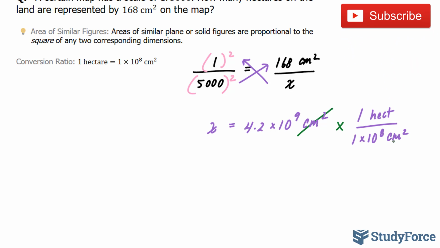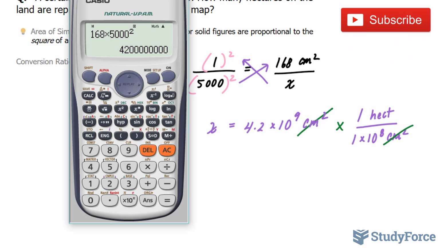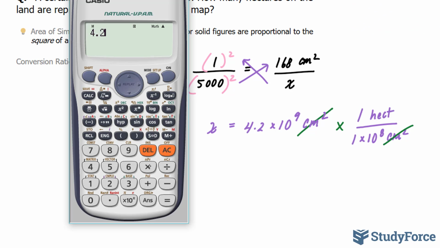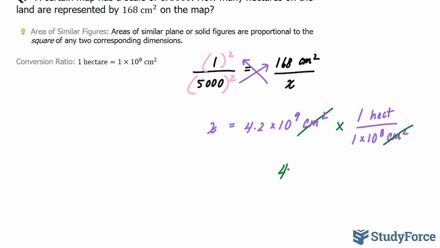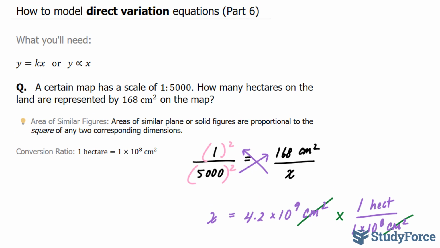The centimeters squared will cancel out, leaving us with 4.2 times 10 to the power of 9 divided by this number, 1 times 10 to the power of 8, and this gives us 42 hectares. 168 centimeters squared on the map is actually equivalent to 42 hectares in real life. So there you have it. That is how to model direct variation equations.